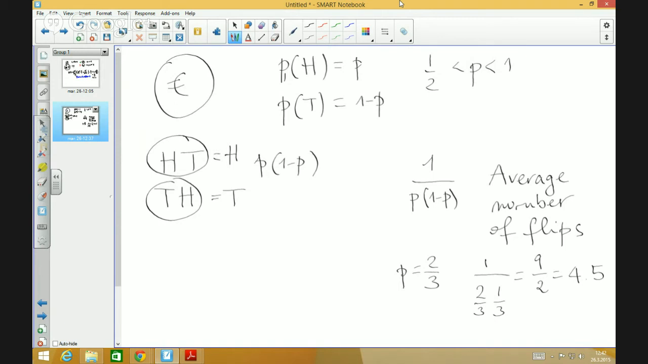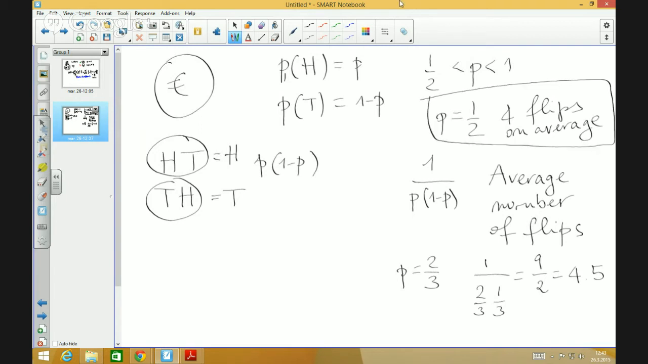Absolutely. So your colleague is saying if P is a half, then you need 4 flips on average. Is that 4 flips overall? So 2 trials, 2 repetitions of the experiment. Yeah, okay. So it's 4 flips of the coin, actual flips of the coin, which corresponds to repeating the experiment twice.